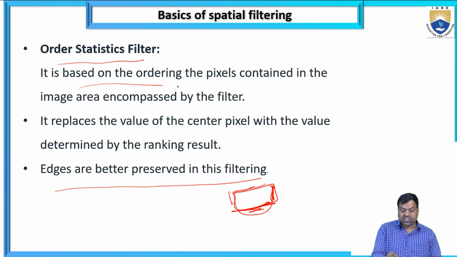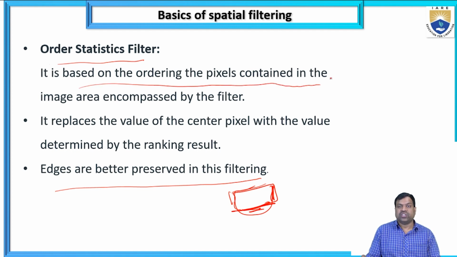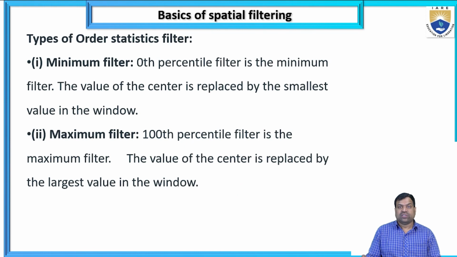So order statistics is based on ordering the pixels contained in the image area encompassed by the filter. It replaces the value of the center pixel with the value determined by the ranking result. Edges are better preserved in this filter. So, types of order statistic filter: we just discussed order statistic, and here the first type is a minimum filter, another is a maximum filter.